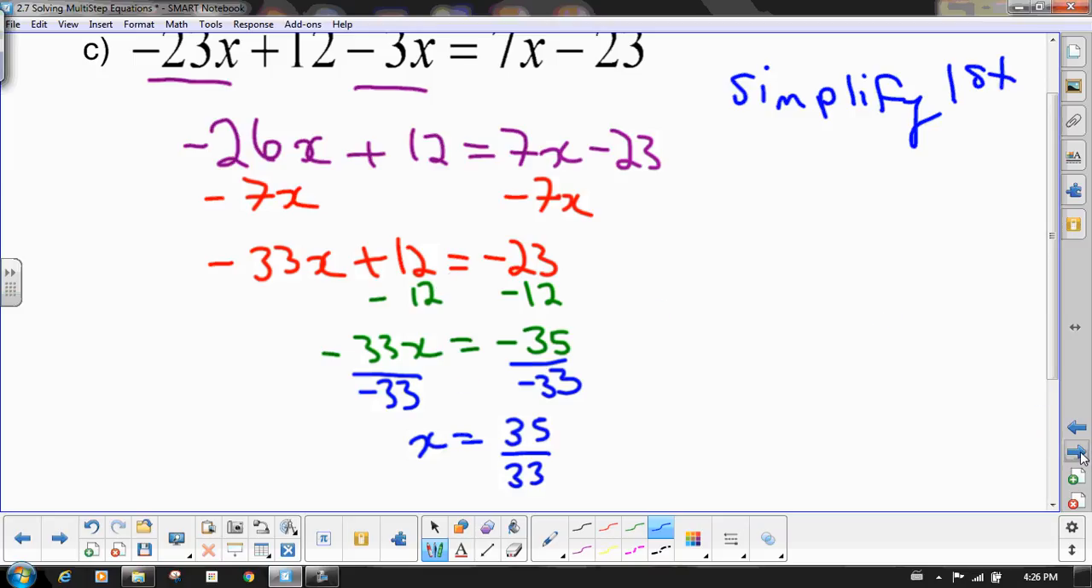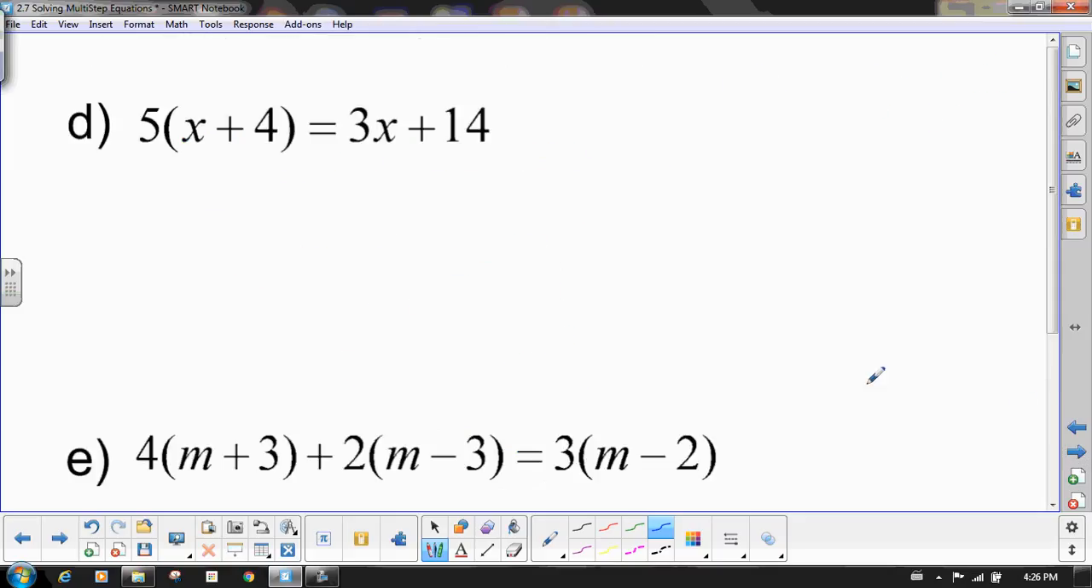All right, let's look at some more examples. So now in this one, I have a bracket. So just like before, whenever we were expanding, we want that bracket not to be there. So that's your first step. So when I do the distributive property, I'm going to have 5 times x to give me 5x, and then 5 times 4 is going to be 20. So the first step I did was I got rid of the bracket.